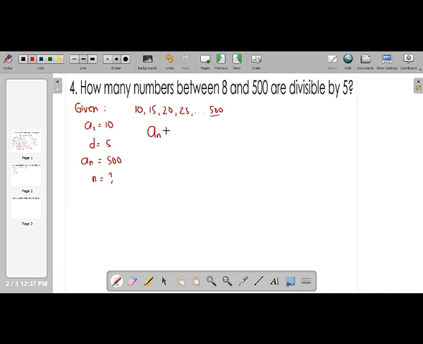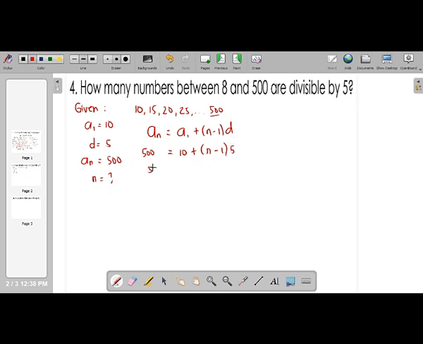So we have a sub n equals a sub 1 plus quantity n minus 1 times the common difference d. Our a sub n is given, no? That is 500. So 500 equals our a sub 1, which is equal to 10, plus quantity. Our n is unknown, so copy ra na kay unknown man na. Minus 1 times the common difference d, which is 5.